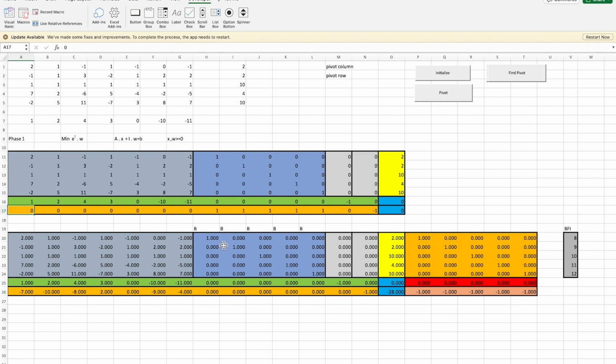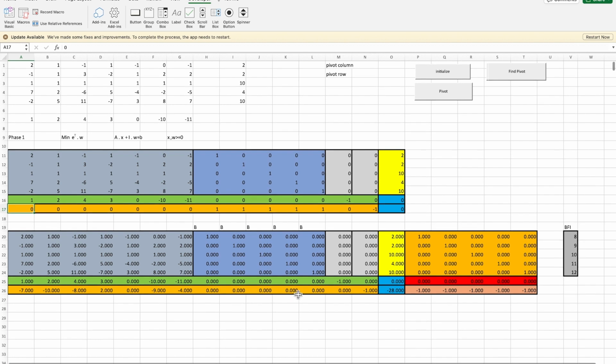This is my basic, so it says B on top of it. These are my basic variables. This is the right-hand side, it's greater or equal to 0. And c, the coefficient under the basic variables, is 0.